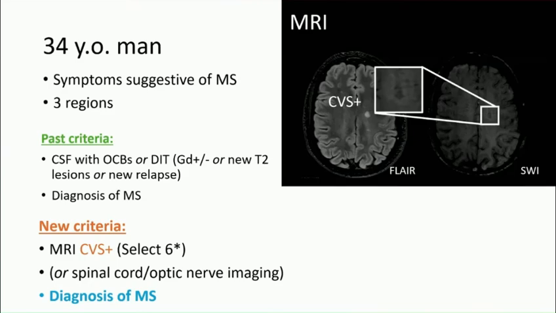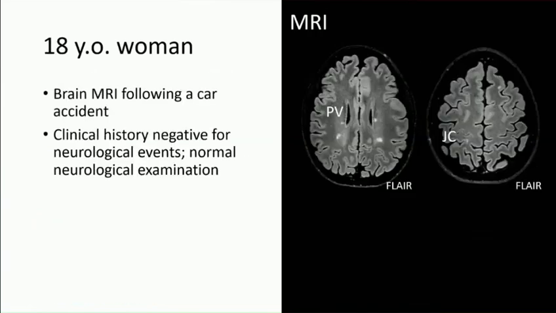Alternatively, the new set of criteria would have allowed the use of spinal cord and optic nerve imaging to get to 4 regions, and so automatic diagnosis of MS. Here we have a totally different case.